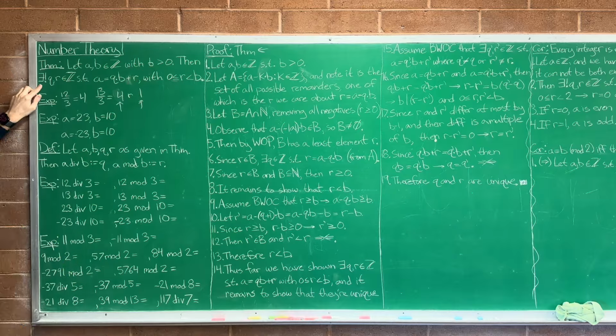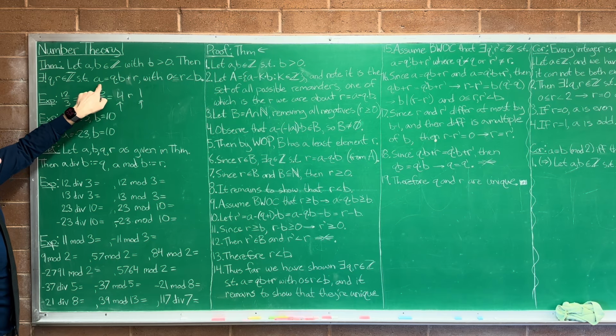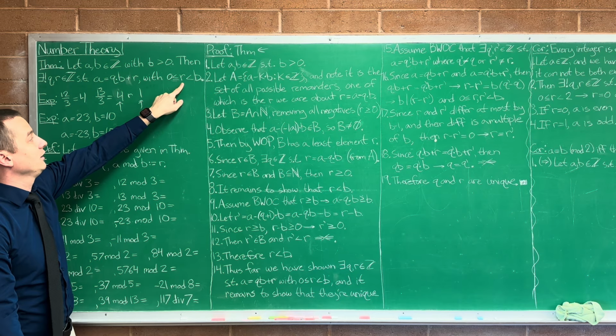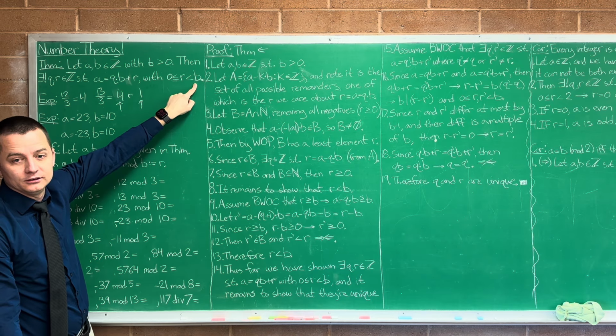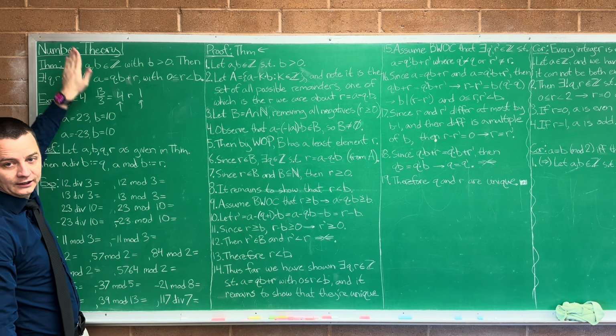Then, there exists. Have we seen the there exists with an exclamation point before? Yeah. That means there exists unique. There exists unique Q and R in the integers such that A is equal to QB plus R, where R has to be a number between 0 and B. Okay, that was a lot to consume, so let's go back to fourth grade and connect it with this.